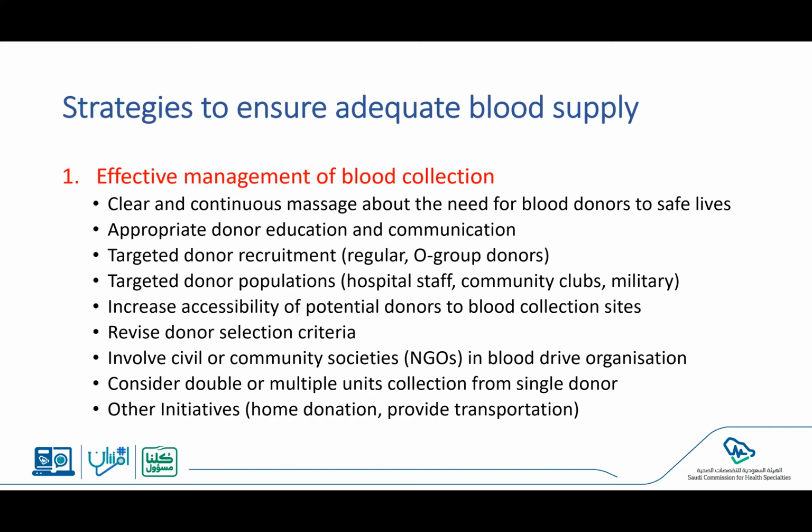One thing we can also do is revise the donor selection criteria, and this needs to be validated with the Ministry of Health and other regulatory agencies, because the AABB, for example, has published suggested guidelines for revising the donor selection criteria, like for malaria or other risk factors. For example, for malaria, for those who have been away or at risk of getting malaria, the deferral time is reduced from 1 year to 3 months.